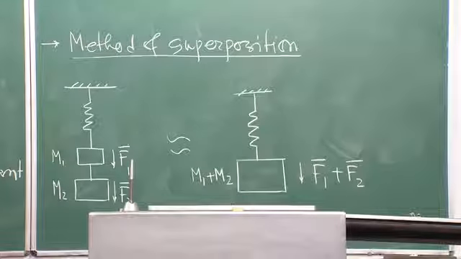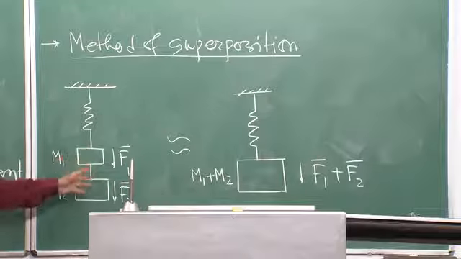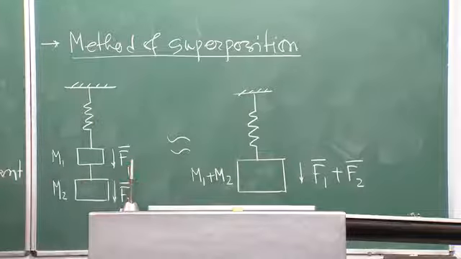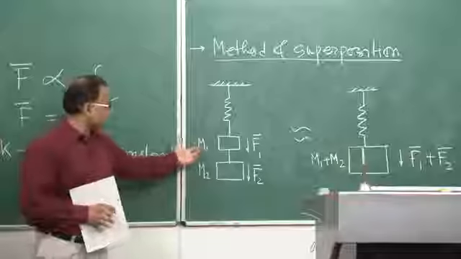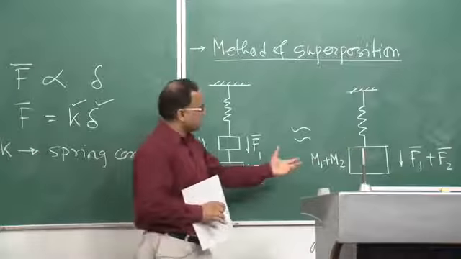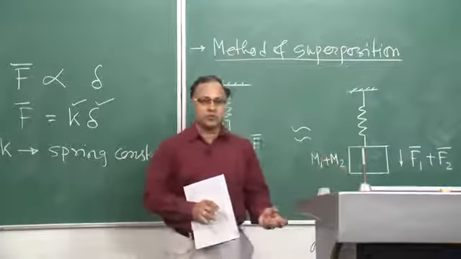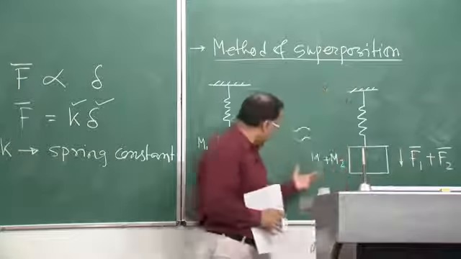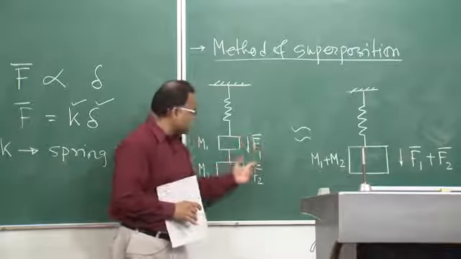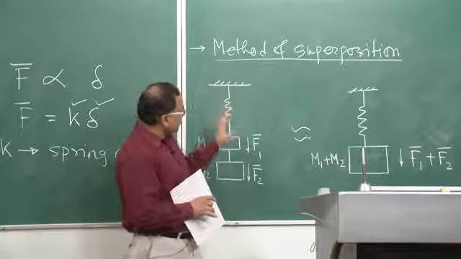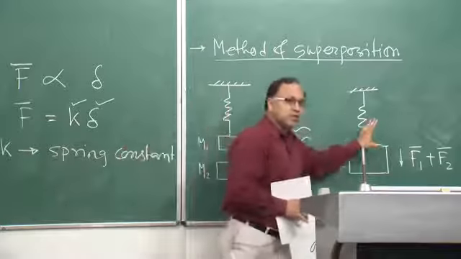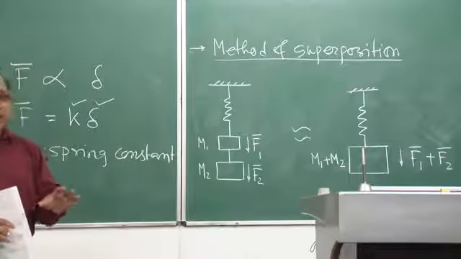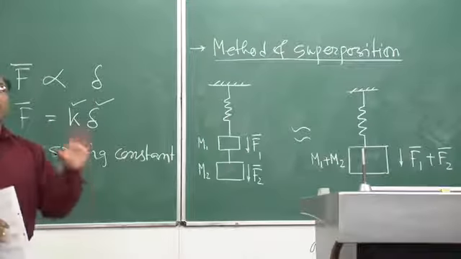Okay? The only difference is that instead of having two individual masses, I am having only one mass, but the total magnitude of mass is the same. In this case it is m1 plus m2, and in this case only a single mass, that is m1 plus m2, which is giving F1 plus F2 force. And here you are getting individual forces F1 and F2. So the response of this system and the response of this system will be the same. The effect will be the same, and this is known as the method of superposition.